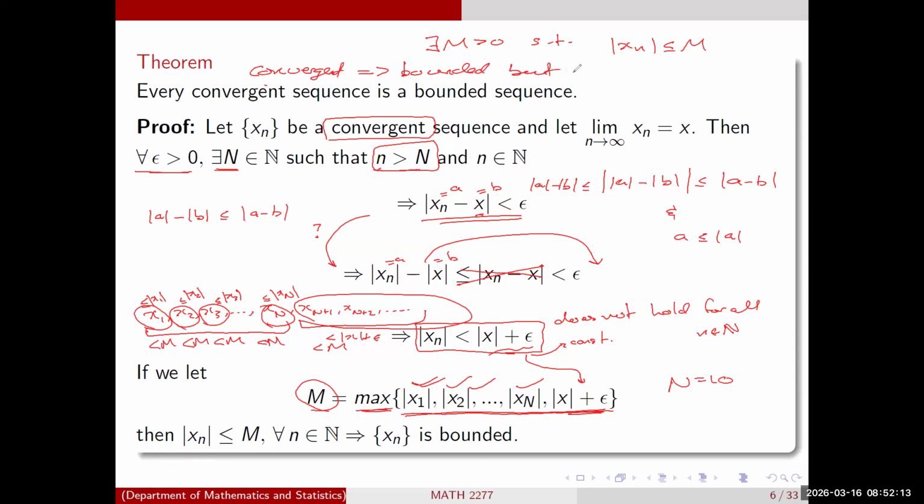But the converse is not true. Bounded does not mean you converge. So see if you can think of a bounded sequence that does not converge. The next class.